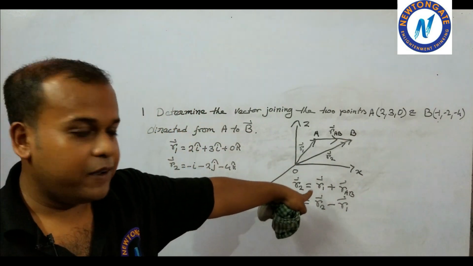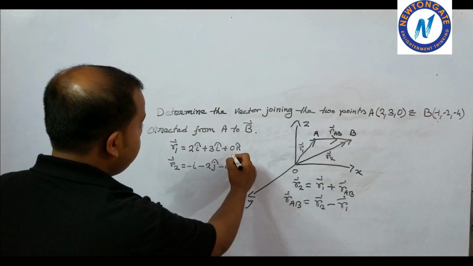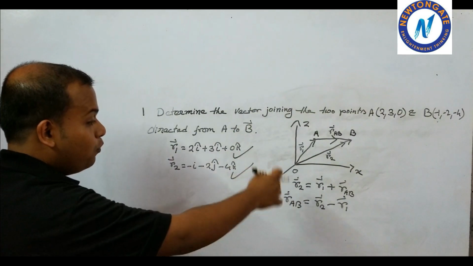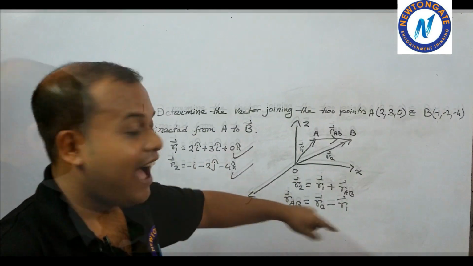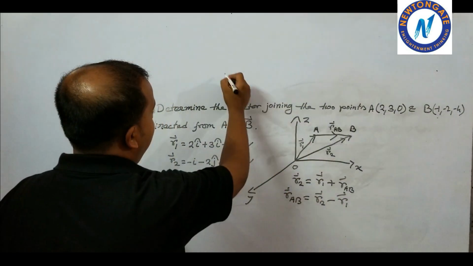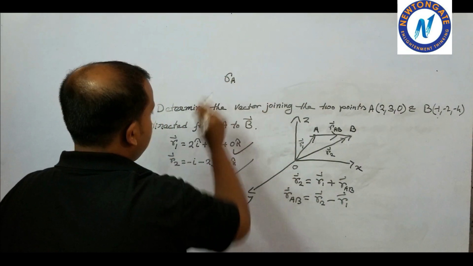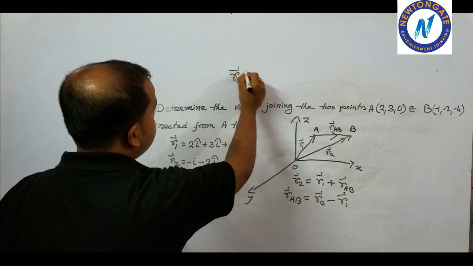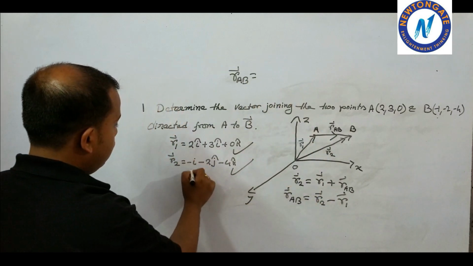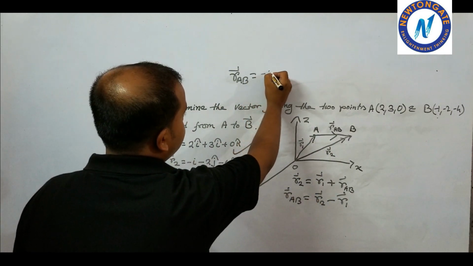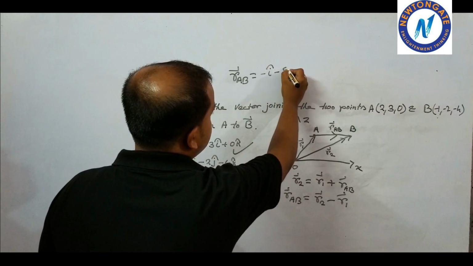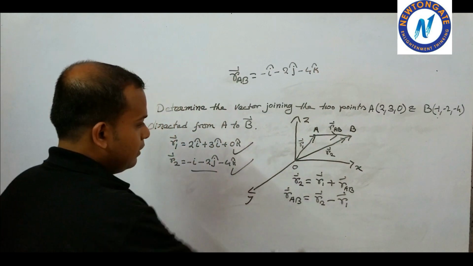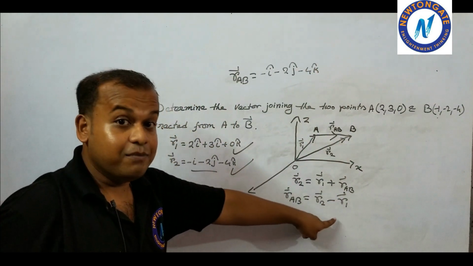This is a standard operation. Now we know the expression of R1 and we also know the expression of R2. So let us find the expression for RAB. If I write RAB here, this is basically R2. So let us write this R2: we have minus i minus 2j and minus 4k, and here we have minus R1.